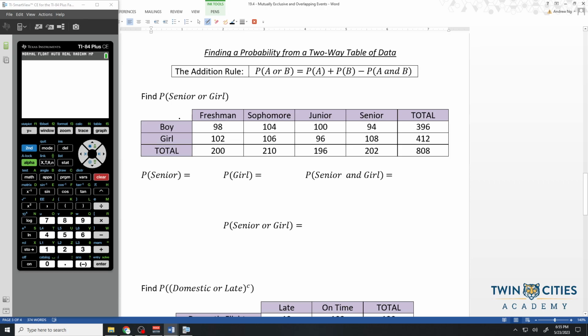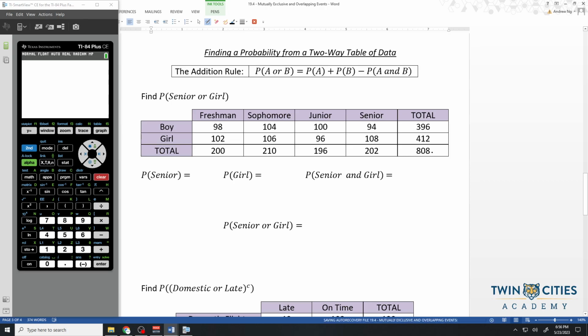Another way to look at this table is go the other way. There are 98 freshmen that are boys, 104 sophomores that are boys, 100 boys that are juniors, and 94 seniors that are boys, for a total of 396 boys. And I could do that same thing by looking at the row for girls and see that there are 412. No matter how I look at this, if I add up all of the grades, I get 808 total. If I add up how many boys and how many girls, I also get 808 in total.